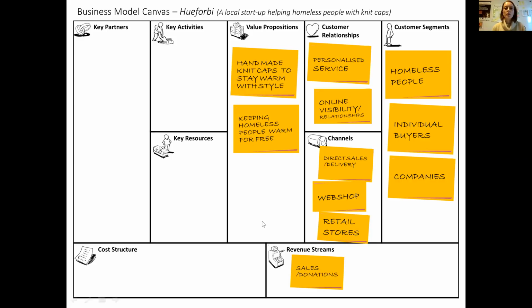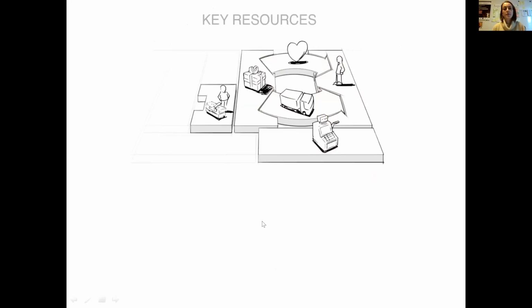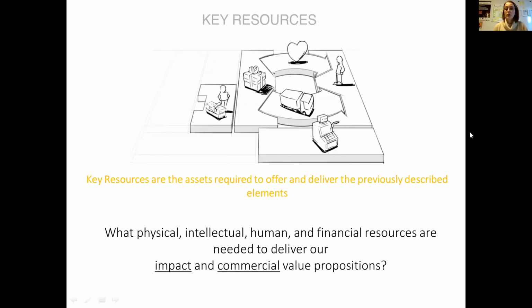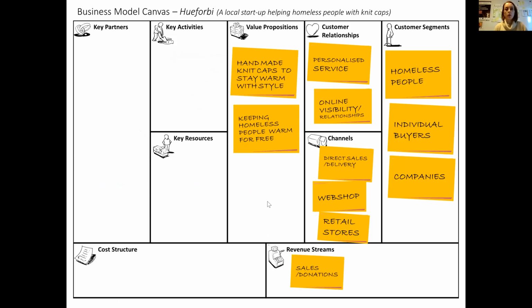So let's go on with key resources. This describes the most important assets we should have in order to make this business model work. So, thinking about our case, what physical, intellectual, human, and financial resources are needed to deliver our impact and commercial value proposition? Yes, let's have a look at the model.